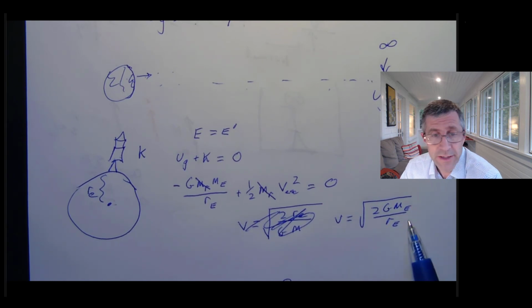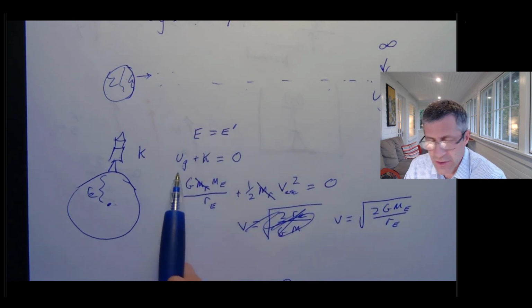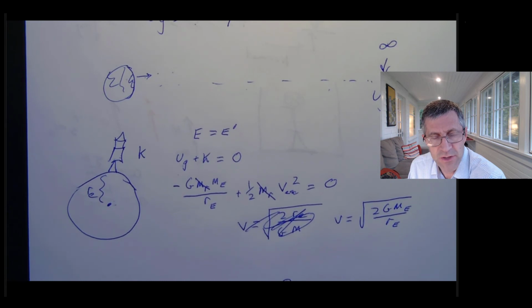Notice if I'm on a different planet, you can use the same equation. You just need to know the mass and the radius of the planet. You don't need to know the gravity that acts on the planet; it's taken into account with the mass. Anyway, this is one way that we use conservation of energy and gravitational potential energy.